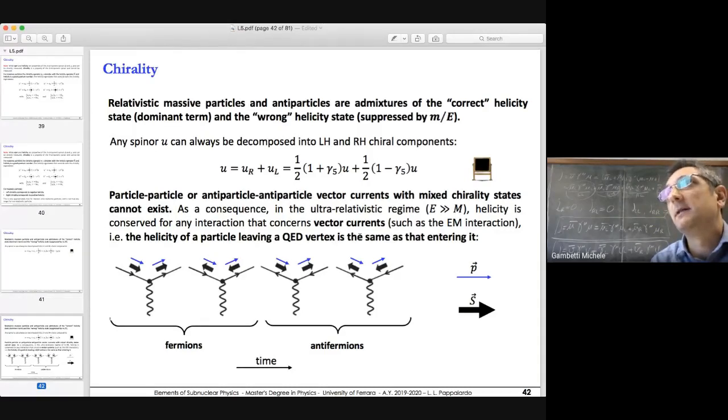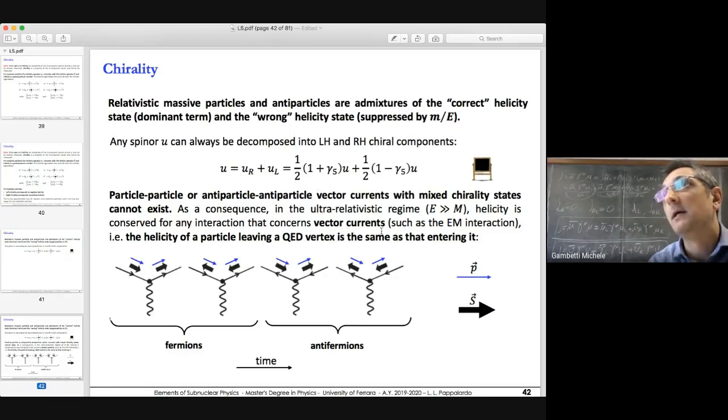And as a consequence, in the ultra-relativistic regime, where you can neglect the mass, helicity is conserved for any interaction that concerns vector currents, so currents given like u-bar gamma mu u. And this is exactly the case, for instance, for the electromagnetic interaction, as we study next week. So this is exactly the case for quantum electrodynamics and also for QCD, quantum chromodynamics. This is not the case for the weak interaction, as we study.